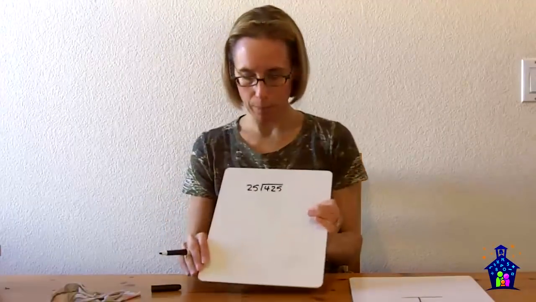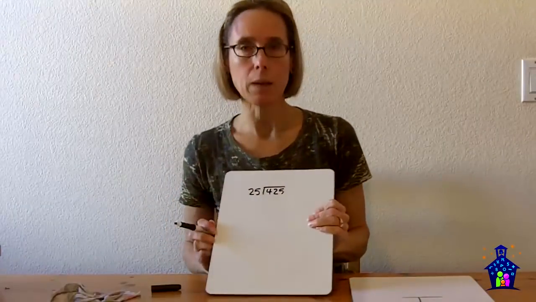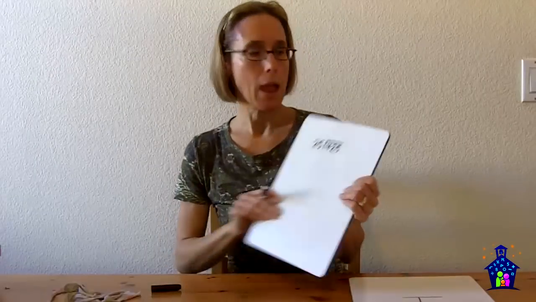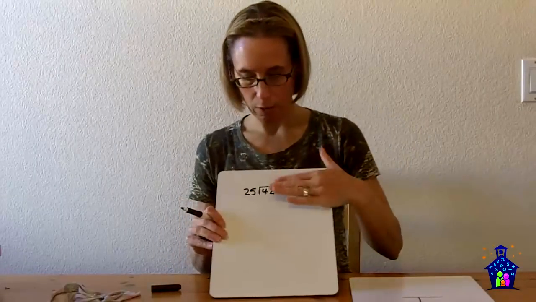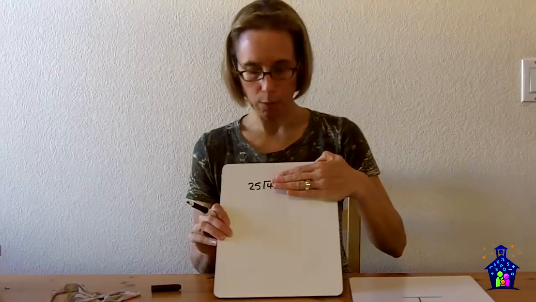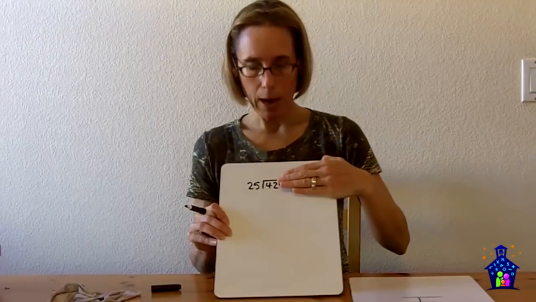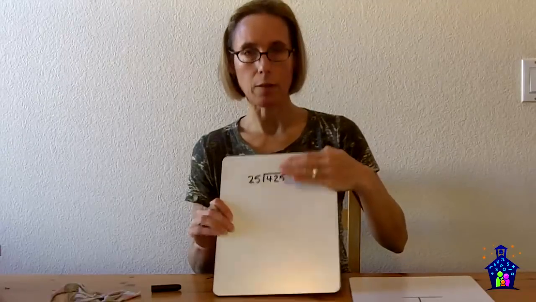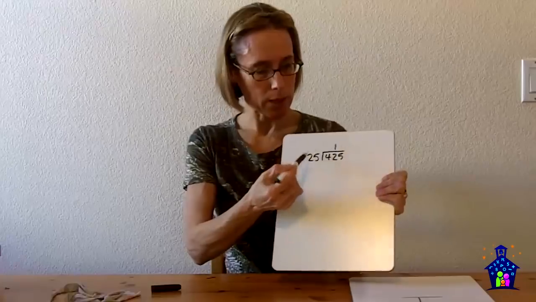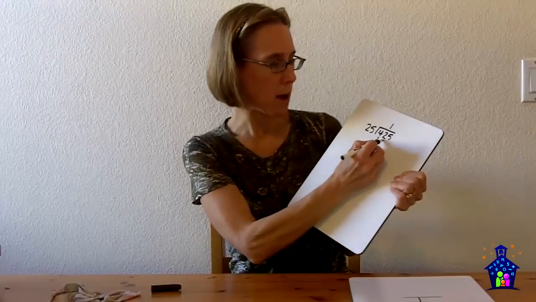Now first I'm going to go over the traditional way. Okay, so here's my problem. How many groups of 25 can I make out of 425, or how many 25s go into 425? And then we teach students to start over here with the 4. And we can't make any groups of 25 out of 4, so we move over, right? And now we can make groups of 25 out of 42. It turns out we can make one group, and then we multiply. 1 times 25 is 25.